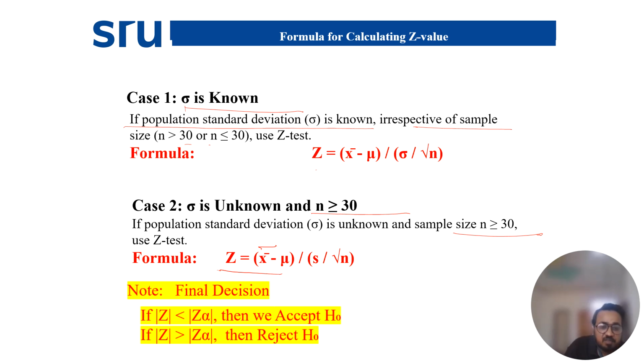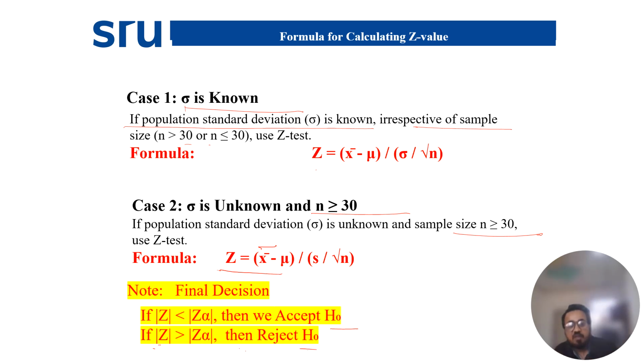Then what is the final decision? We will find the value of the Z statistic by using this formula. If the mode of the Z statistic value, the Z calculated value, is less than Z alpha, then we will accept the null hypothesis H naught. If the Z statistic value or Z calculated value is strictly greater than mode of Z alpha, then we will reject the null hypothesis H naught.